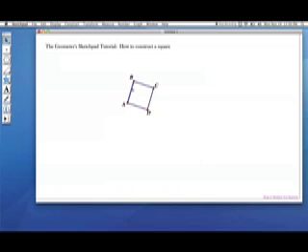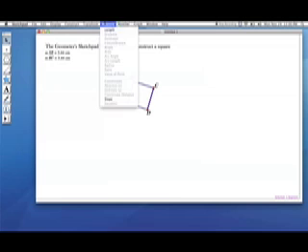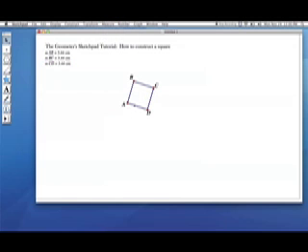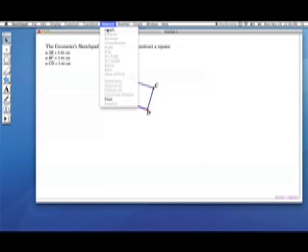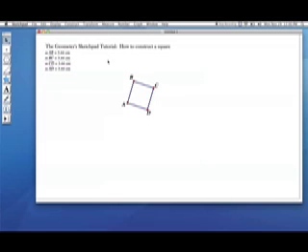After you have selected a given segment, go to Measure, Length. The measurement for that segment will appear. Likewise, we can do this for the remaining 3 sides. Notice that all 4 sides are equal.